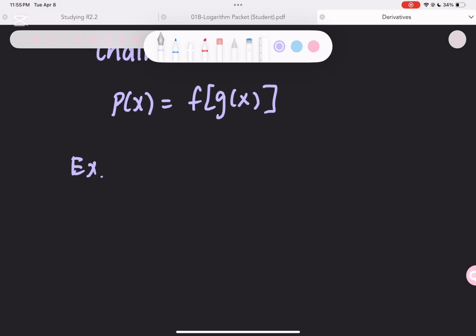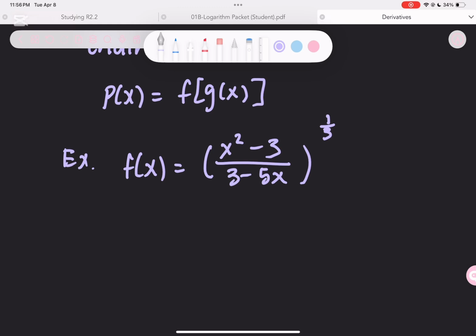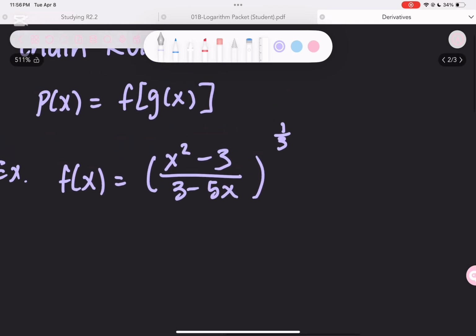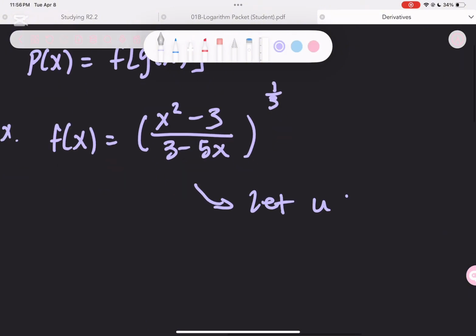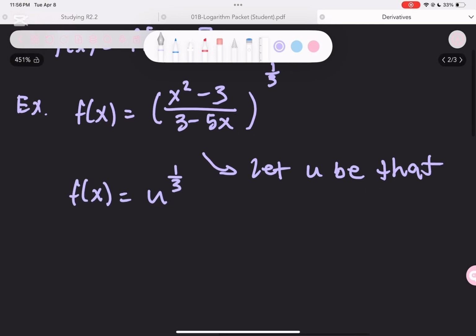I sound kind of crazy right now. But you have f of x equal to x squared minus 3 over 3 minus 5x, to the 1 over 3. Okay, see how this entire thing is a function. Imagine, let u be that. Imagine this is just a letter. Imagine this was f of x equal to u to the 1 over 3.